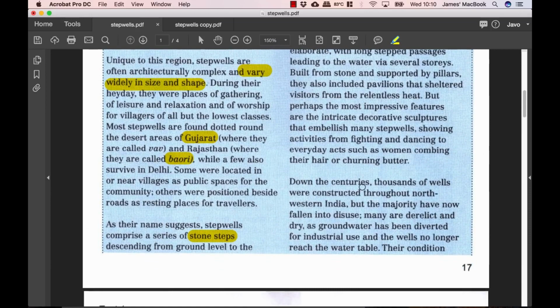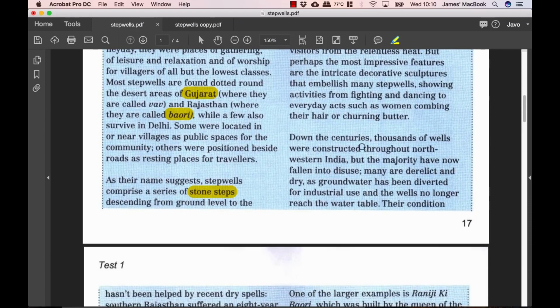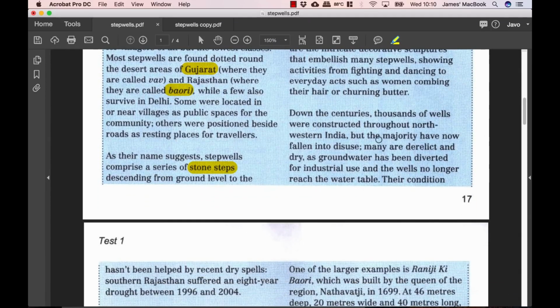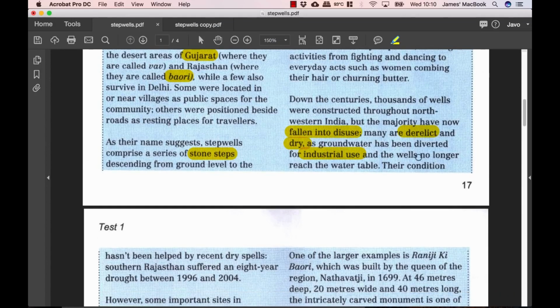Open craters. And now, down the centuries, thousands of wells were constructed throughout North India, but the majority have now fallen into disuse. They're derelict and dry. Groundwater is used for industrial use. The wells no longer reach the water table.